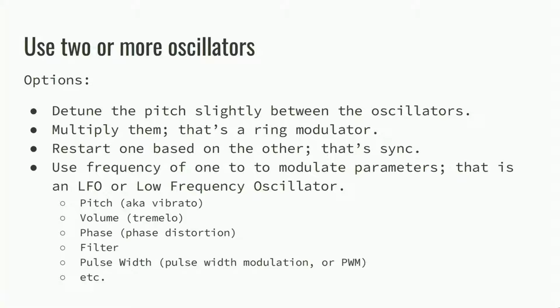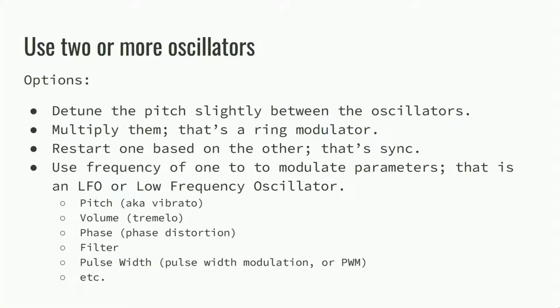You can use the frequency of one to modulate the parameters of the other one. So you can use a low frequency oscillator to modify the pitch to give it a vibrato. You can modify the volume, which gives you a tremolo. You can modify the phase, which is phase distortion, which was used famously in Casio's line of keyboards back in the 80s, the CZ series.